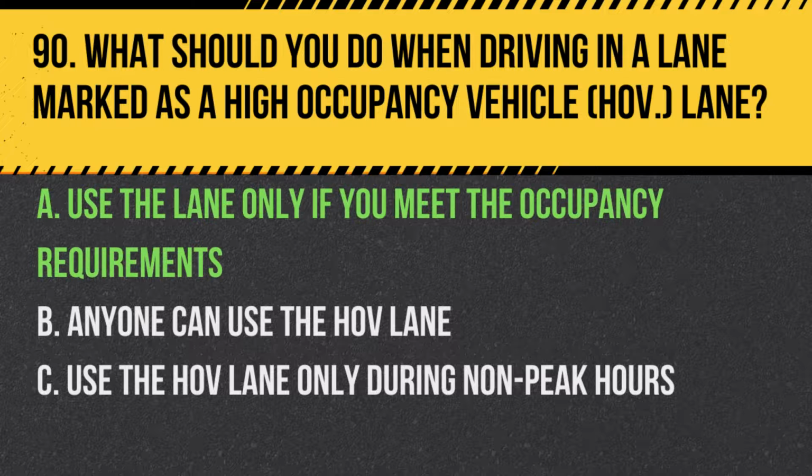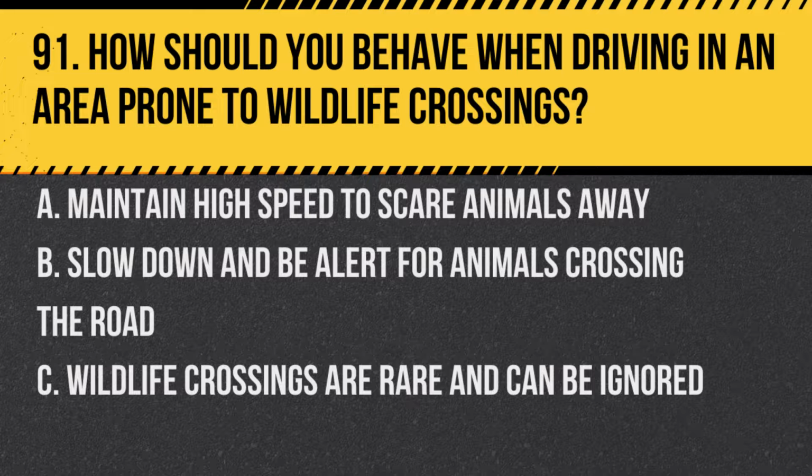Answer: A. Use the lane only if you meet the occupancy requirements. HOV lanes are reserved for vehicles with a minimum number of occupants. Question 91. How should you behave when driving in an area prone to wildlife crossings? A. Maintain high speed to scare animals away. B. Slow down and be alert for animals crossing the road. C. Wildlife crossings are rare and can be ignored.